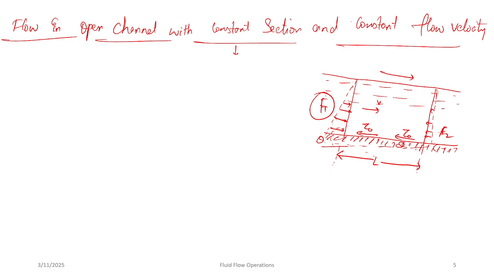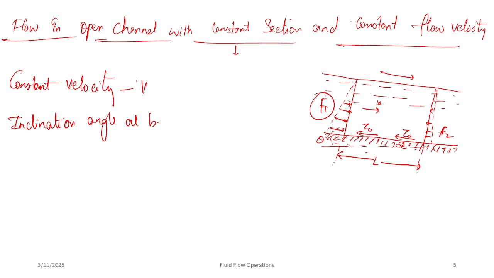Assume that water is flowing with a constant velocity V in an open channel, and let's say the inclination angle at the bottom face is theta. We also assume that the cross section of the channel is constant.